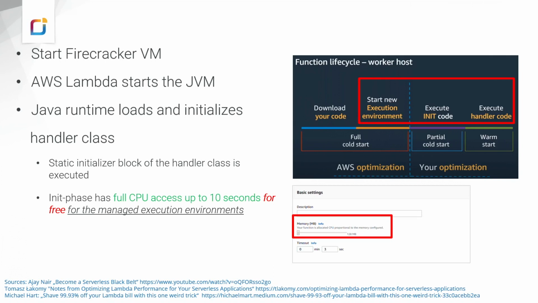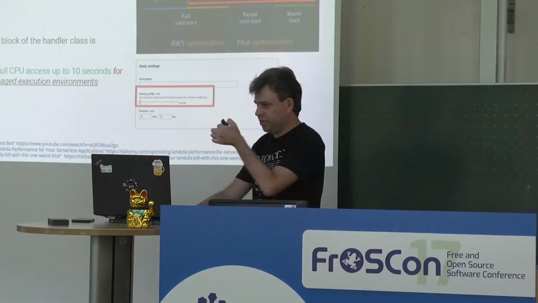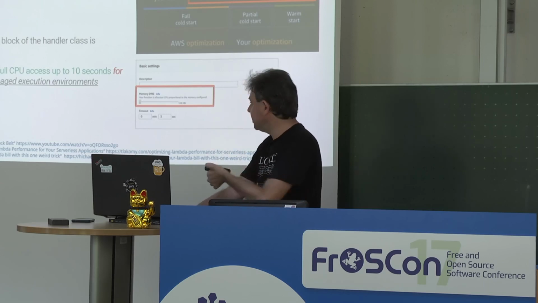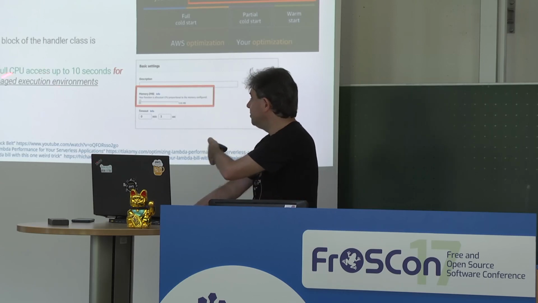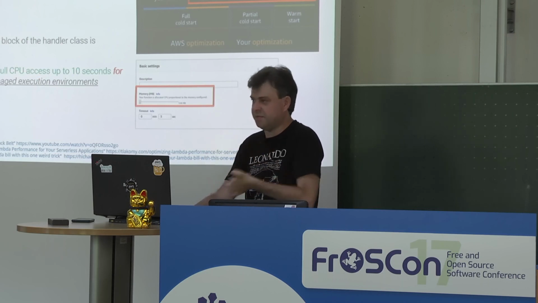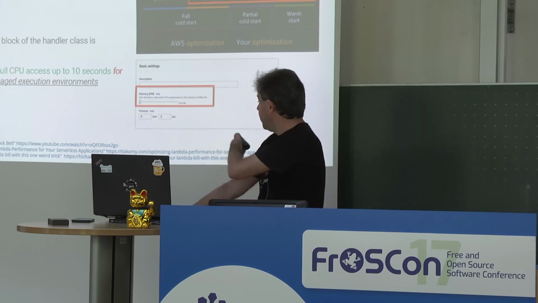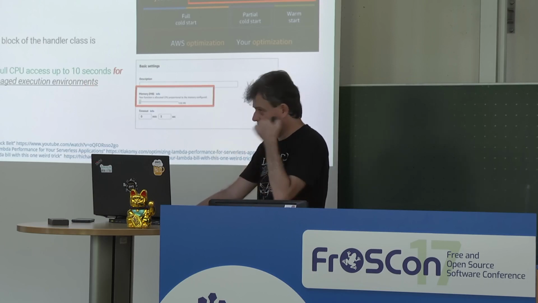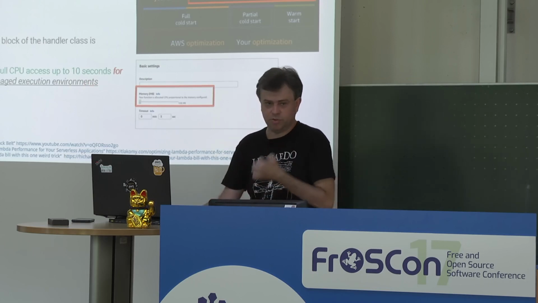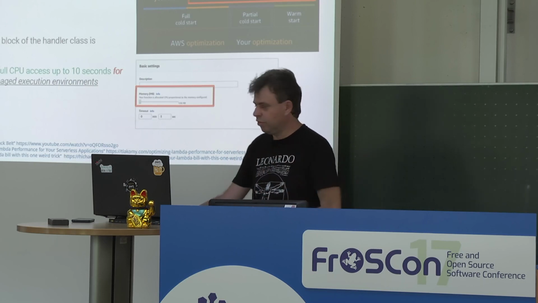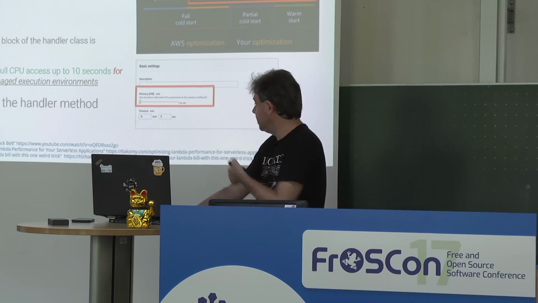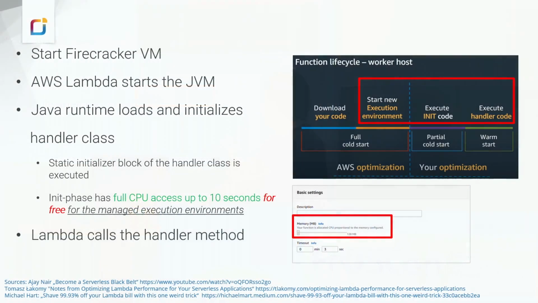And full CPU, remember, if you assign the function a quarter of a gigabyte of memory, then you have only a quarter of the CPU for the main function, for the function body. But for the static initializer, AWS always gives you the full CPU, so you can speed up there, but only for 10 seconds, and it's for free. So you can think of what you can do in the static initializer block, which is always a good practice to offload stuff, but it gives you this possibility. And the last step is that Lambda calls the handler method with your business logic.